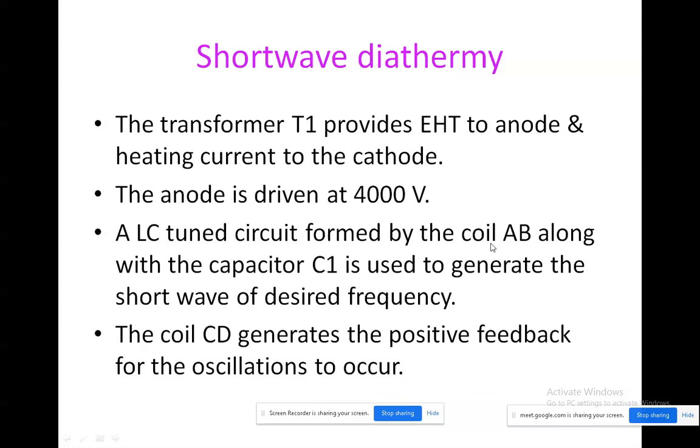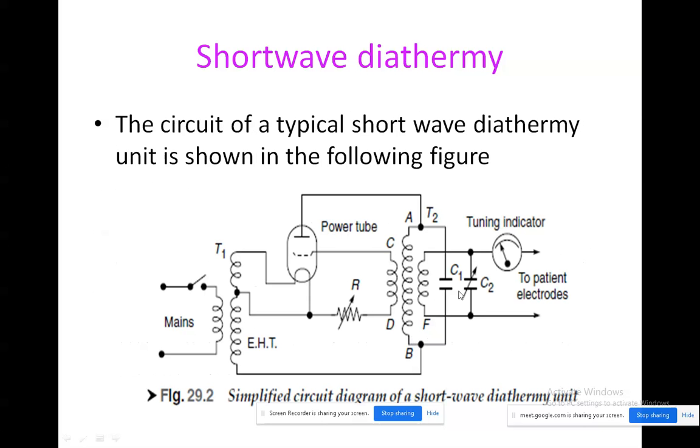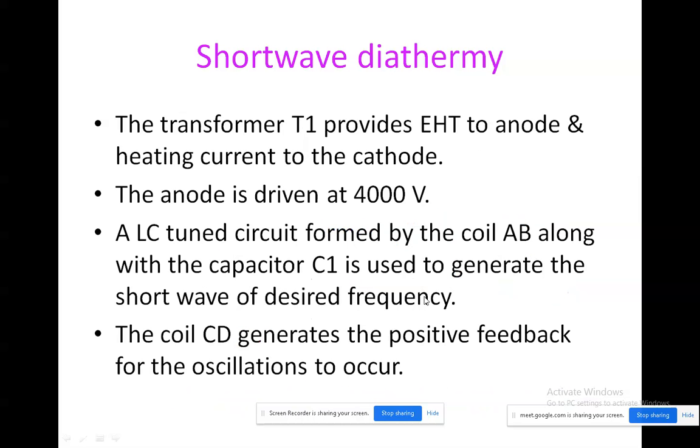An LC tuned circuit formed by the coil AB along with the capacitor C1 is used to generate the short wave of desired frequency. So here is the LC circuit. This inductor and capacitances C1 and C2 will act as a tuning circuit which will select the frequency range to apply to the patient electrode. That will be decided by the tuning circuit.